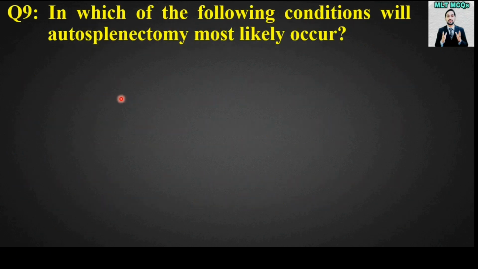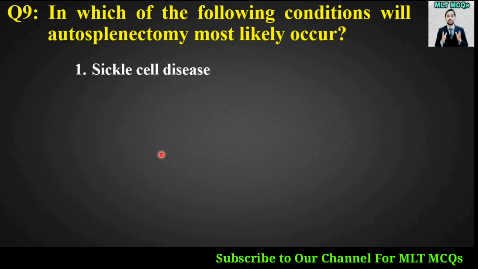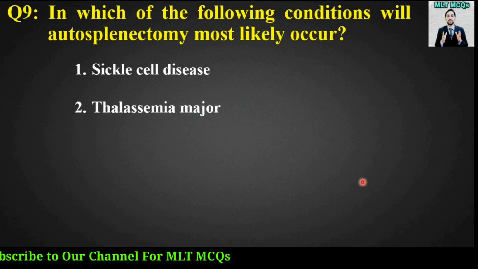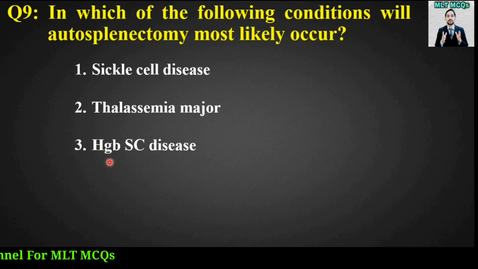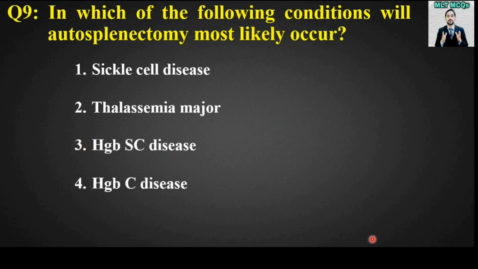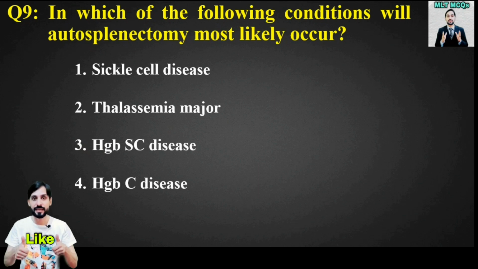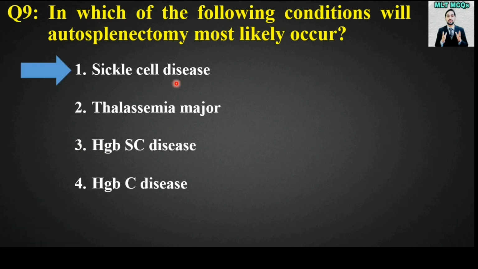MCQ number 9 is, in which of the following conditions will autosplenectomy most likely occur? Options are sickle cell disease, thalassemia major, hemoglobin SC disease, or hemoglobin C disease. So the right option for this MCQ is option number 1, sickle cell disease.